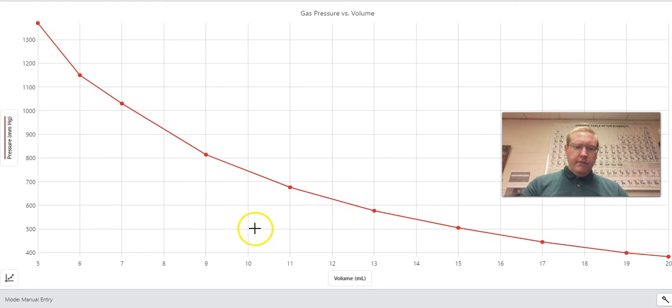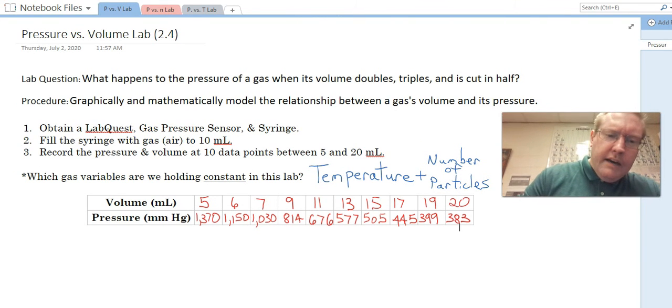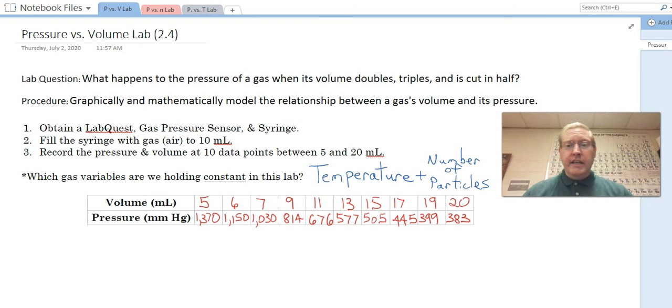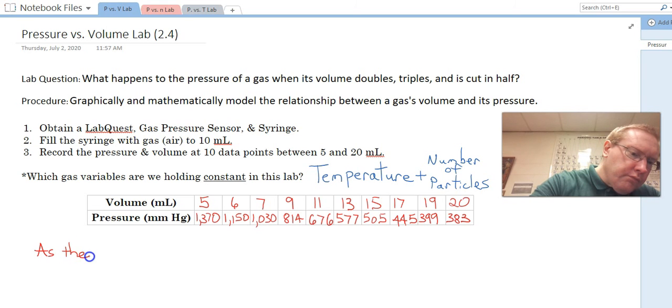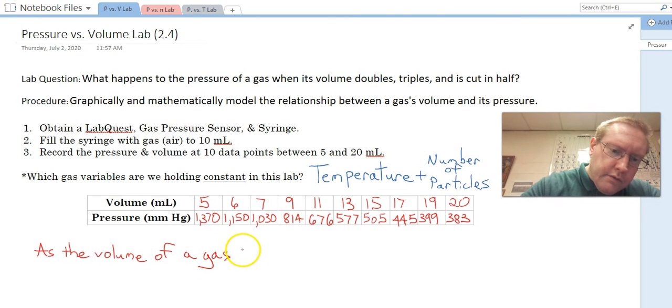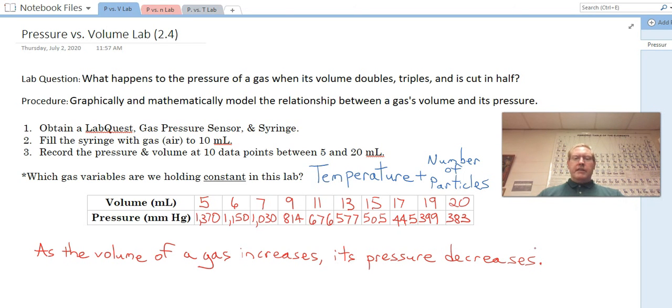And maybe we should make a note of that back below our data table before we call an end to this lab. We have looked at the relationship here, and we can, I think, pretty conclusively say that as the volume of a gas increases, its pressure decreases. We've got to add a little extra to that though.